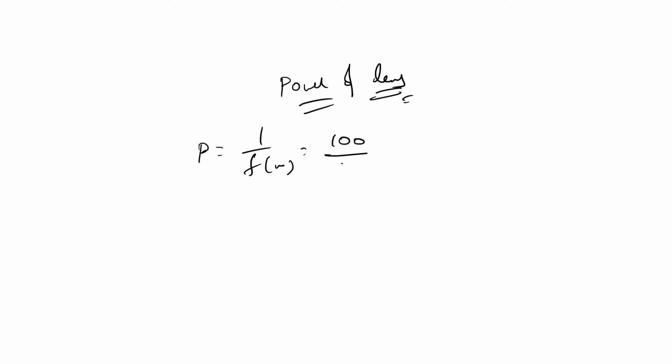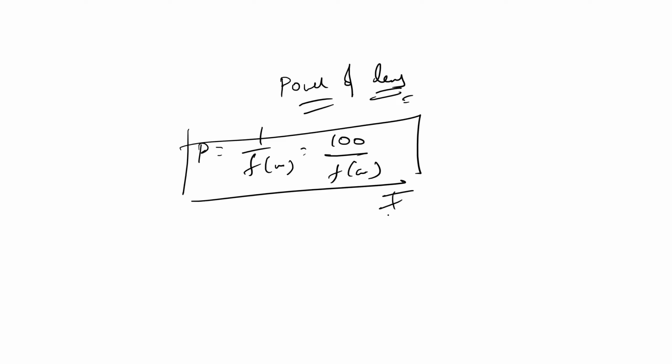Power of a lens. Power of a lens formula is 1 by focal length in meters, or otherwise 100 by focal length in centimeters. This is a formula you need to remember. Okay. Okay, sir.